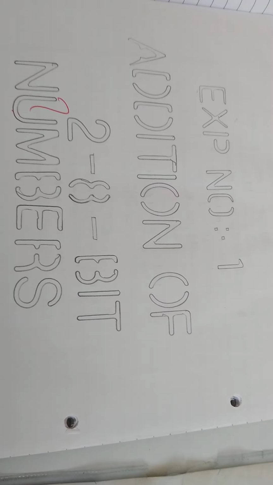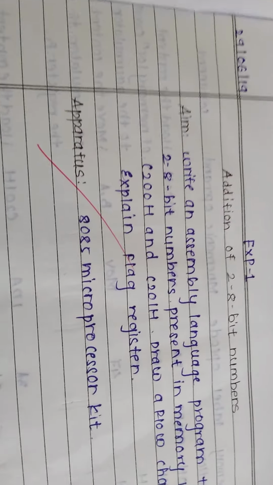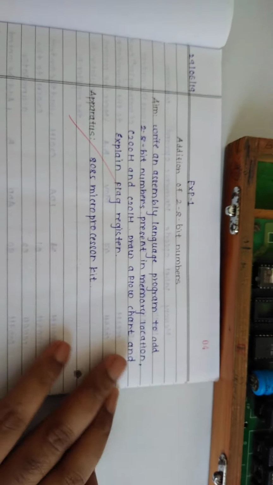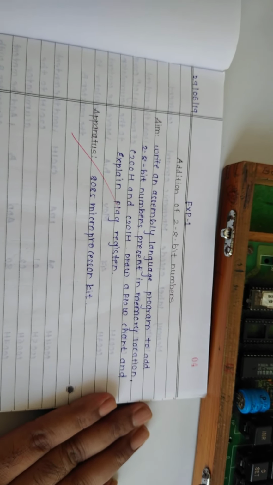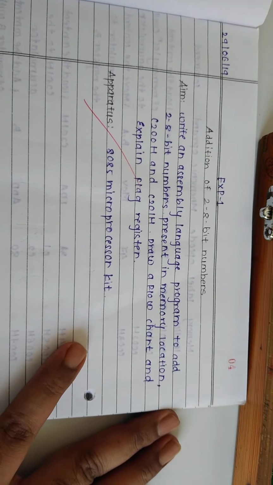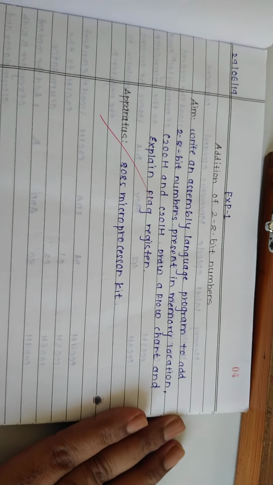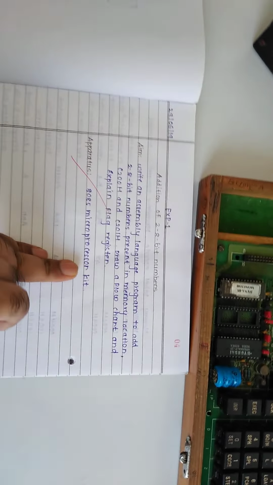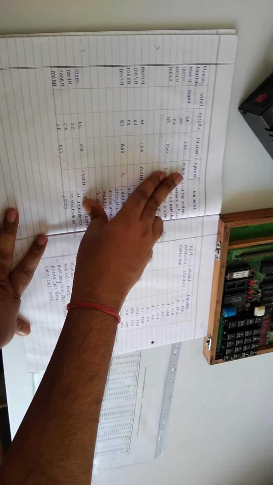We have one example program: the addition of two 8-bit numbers. You might have written it in your journals. If you have not written it, you can see it, it is already available there. This will be the aim given in your journals: write an assembly language program to add two 8-bit numbers present in memory locations C200H and C201H. Draw a flow chart and explain the flag register. Write the apparatus we use, the 8085 microprocessor kit, and the code that you have written.